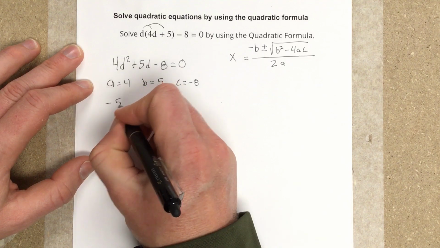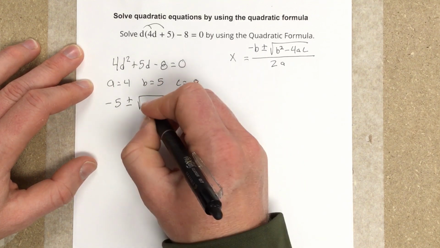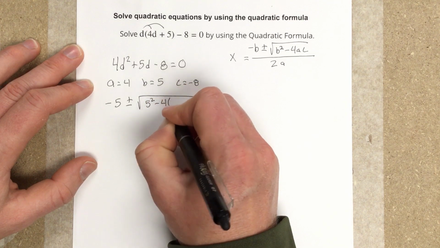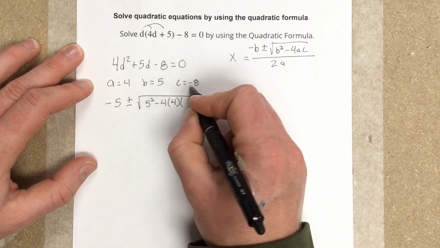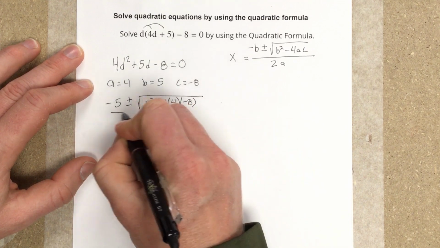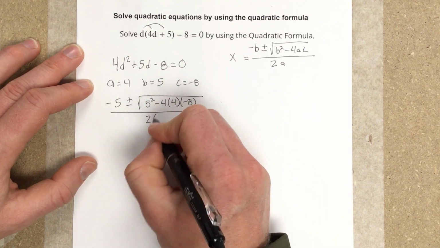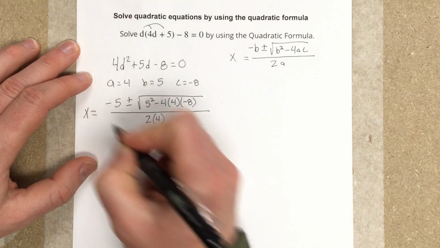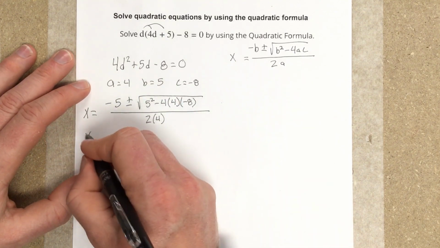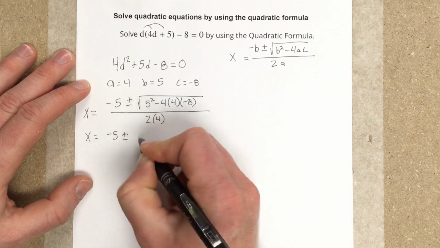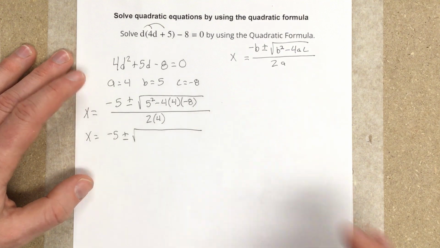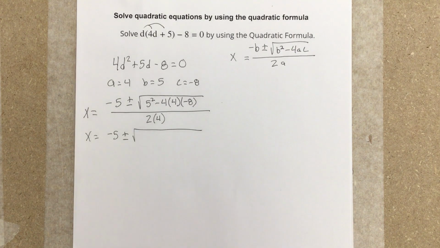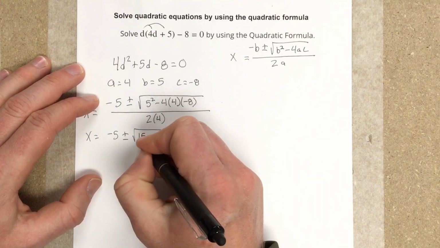So we're going to have negative 5 plus and minus root 5 squared minus 4 times a, which is 4, times c, which is negative 8, all over 2 times 4. Remember, that's x equals. So x is equal to negative 5 plus and minus root. If I put that in the calculator, I get 5 squared, which is 25, minus 4 times negative 8. I get 153, so I got root 153 here.